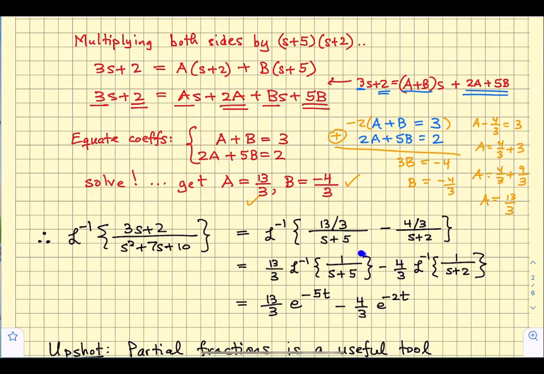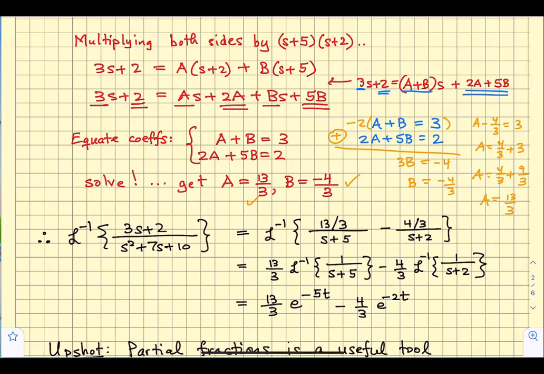And now this is something that's in my table. This is just the inverse Laplace transform of 1/(s + 5). Think of this as s - a with a = -5. The inverse Laplace transform of 1/(s - a) is e^(at). My a here just happens to be -5. Similarly, if I write this as 1/(s - a) with a = -2, I can do the same inverse Laplace transform and get e^(-2t).